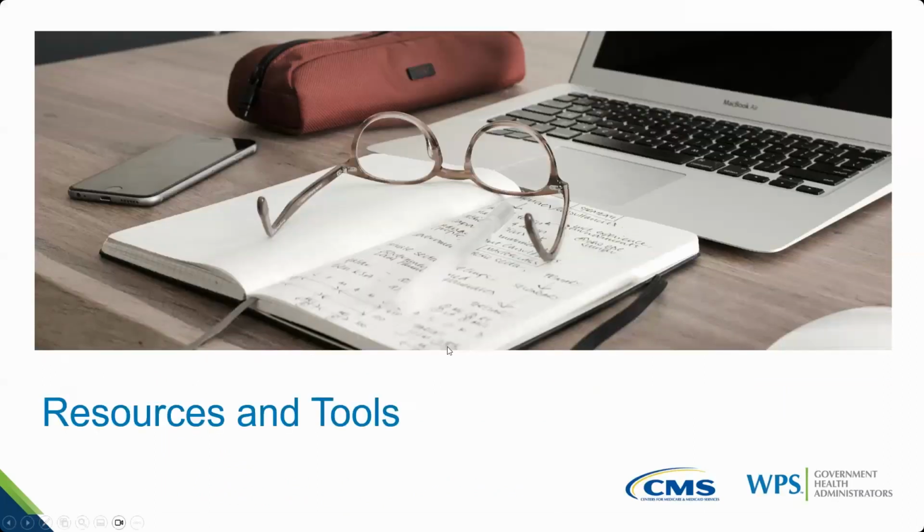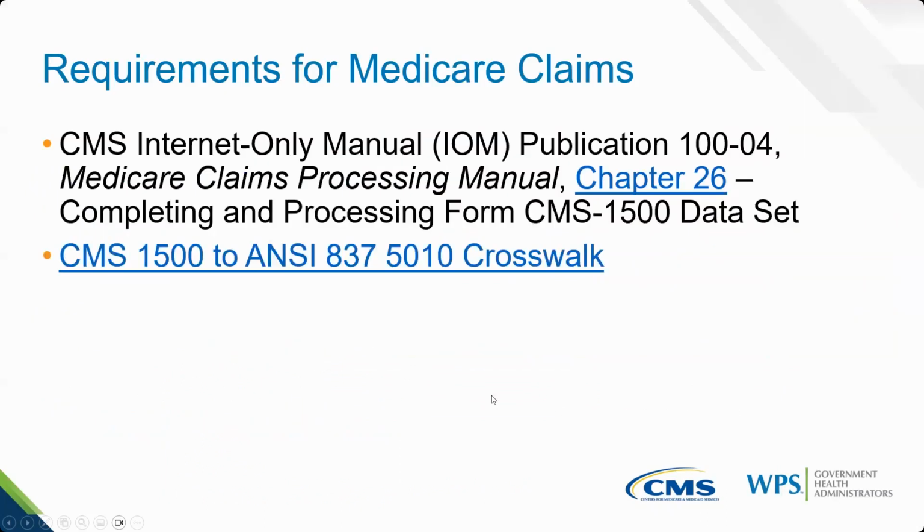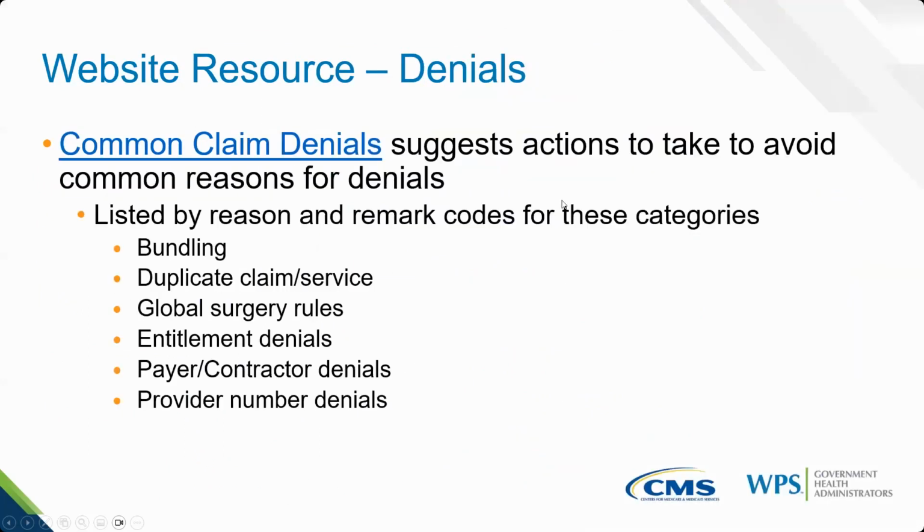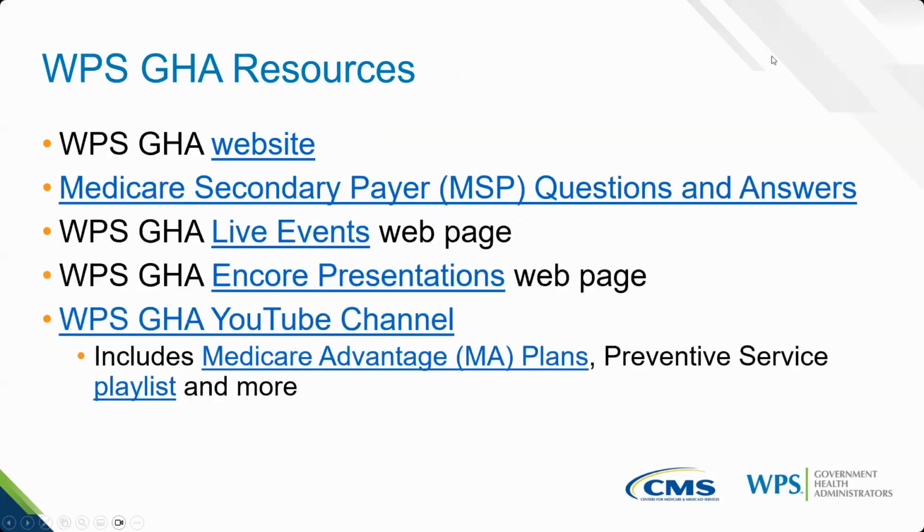Resources and tools. Here's that internet-only manual publication, the crosswalk. I showed these to you. Here's that great article on our website that lists by remark codes how to fix rejected claims. I showed you this one. This is the common claim denials. There's categories of denials here. One is global surgery. I talked just a little about that. Our website, we have MSP questions and answers that will help you with those MSP denials.